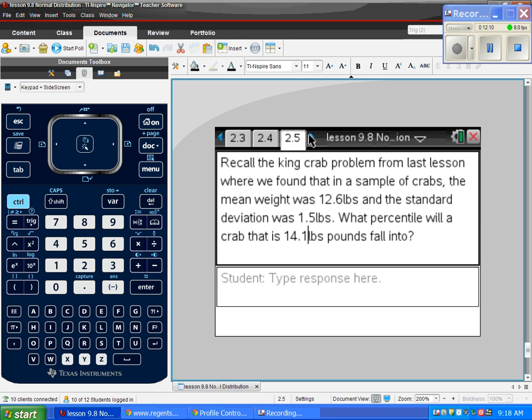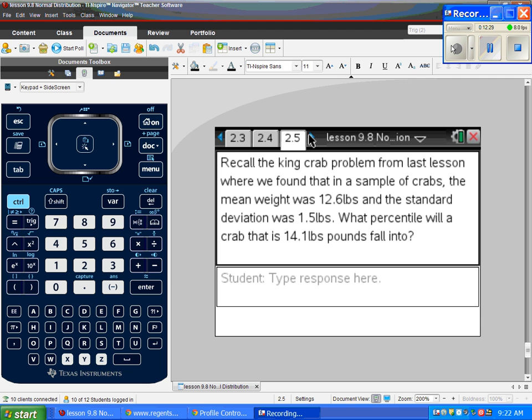Everybody give this one a shot. The next thing, we recall the king crab problem, where we had the mean weight of 12.6 for our crab population, and a standard deviation of 1.5. And this time we want to know the percentile of a crab that weighs 14.1 pounds.